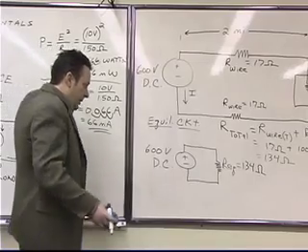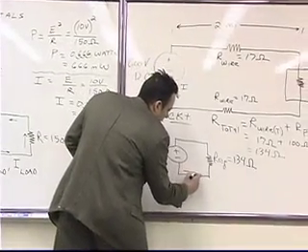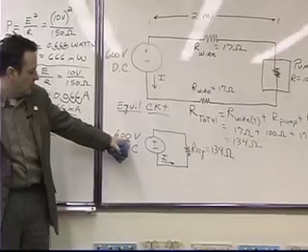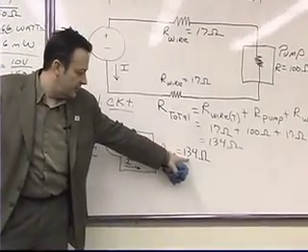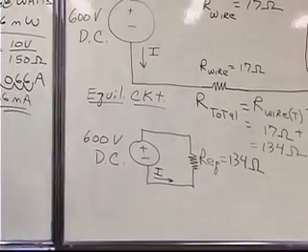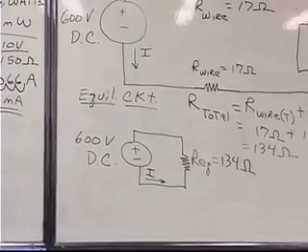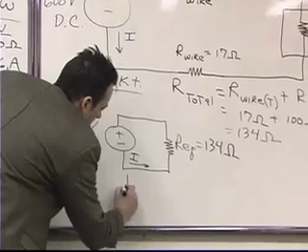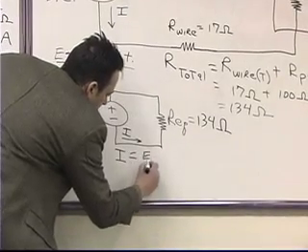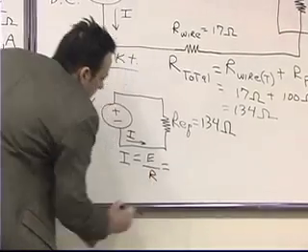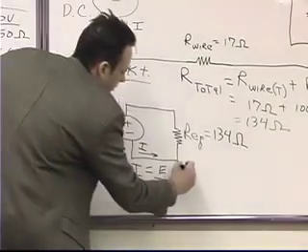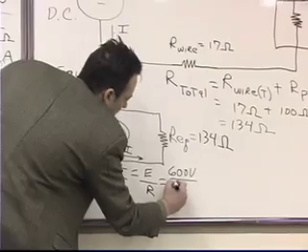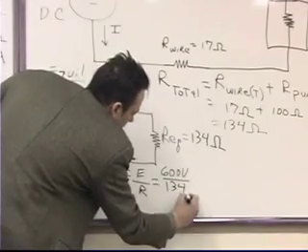Now, if we wanted to figure out what the current was that was flowing in this circuit right here, and we know the voltage and the resistance, would it be possible to use the Ohm's law formula wheel to get a formula so that we could figure out the current? What would that formula be? Current is equal to voltage divided by resistance. The voltage would be 600 volts. The resistance would be 134 ohms.